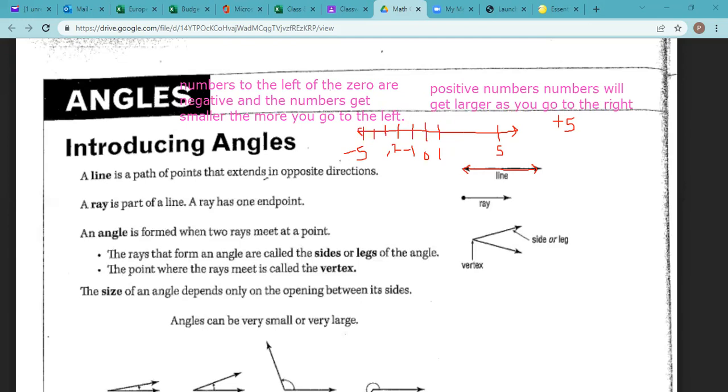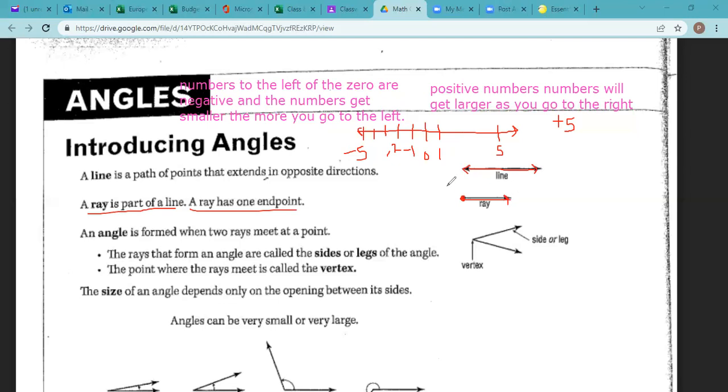Now, a ray is a part of a line. So I'm going to change the color here. A ray is part of a line. And a ray has what we call an endpoint. So over here to the right, here is your endpoint. Okay, and of course this ray in particular is going to the right, and that arrow again means that the numbers or whatever it is, that line just keeps going.